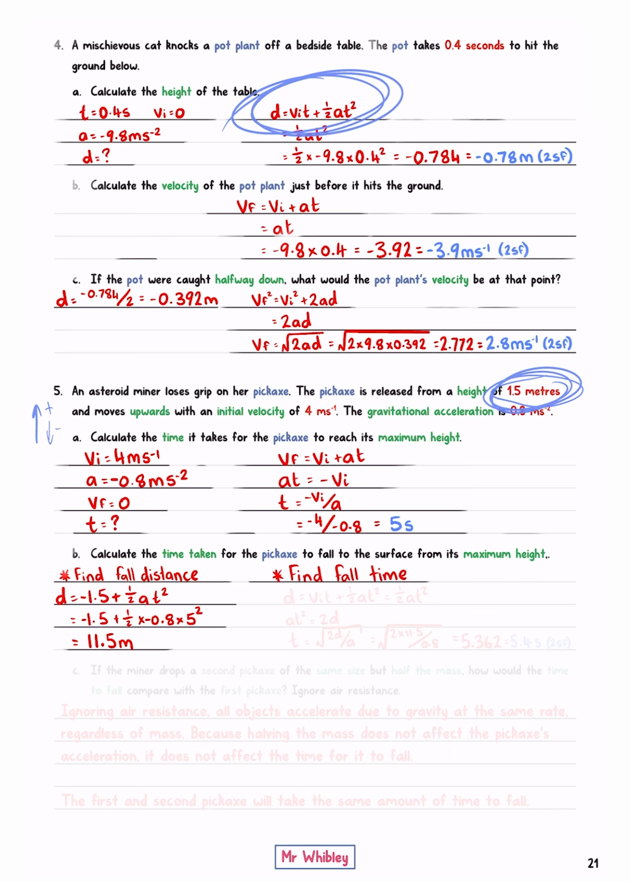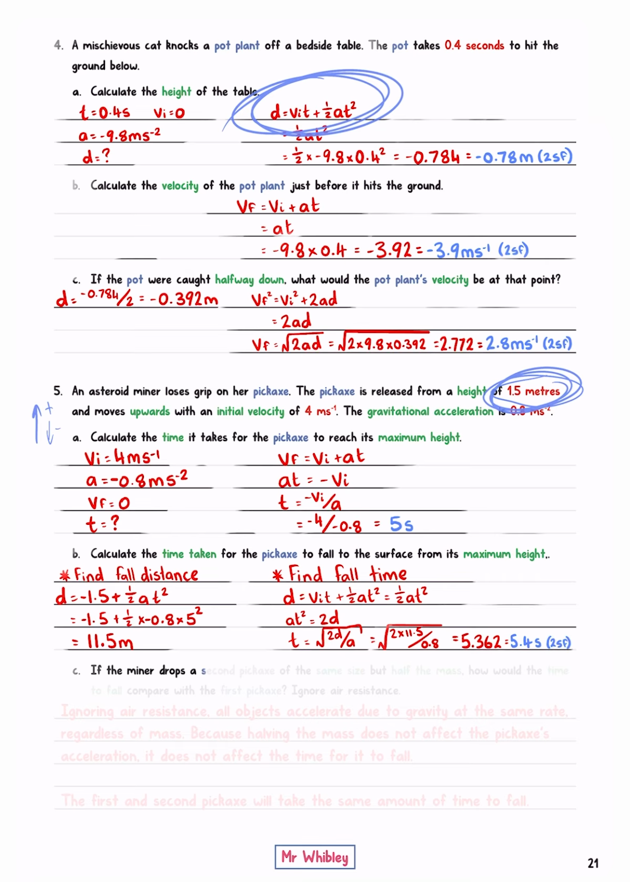And now we can use the same equation that we just used, except now we want to solve it for time. Once again, Vi is 0, so this becomes half at squared. We can then double both sides, and then divide them by a and square root them. Put in our numbers, which gives me 5.362, or 5.4 seconds to two significant figures.